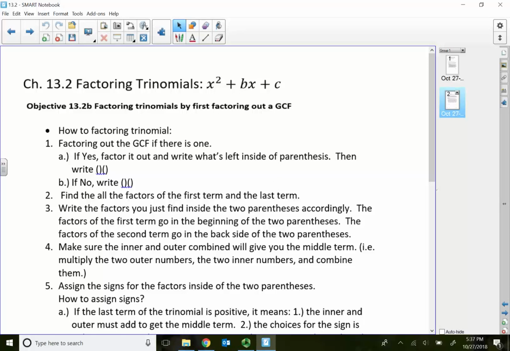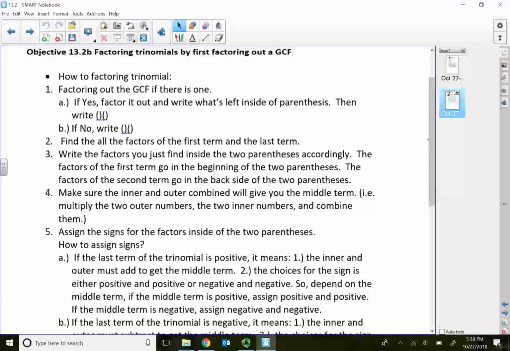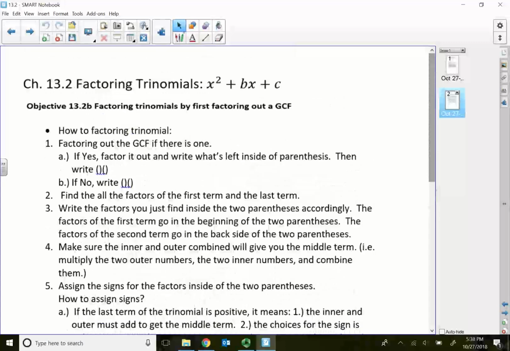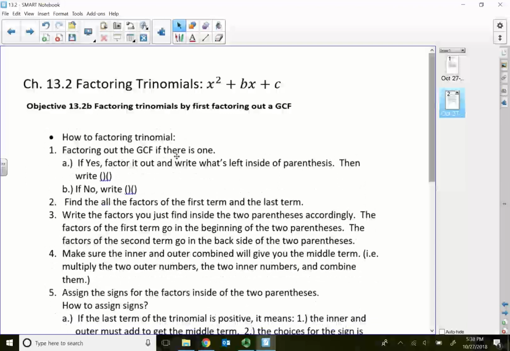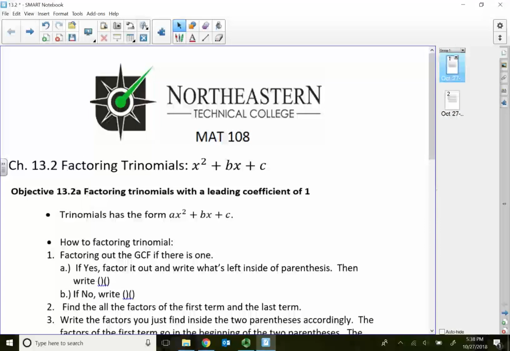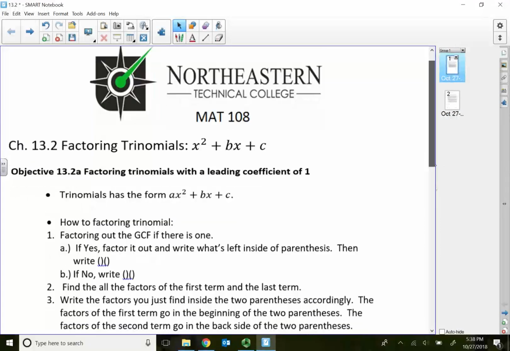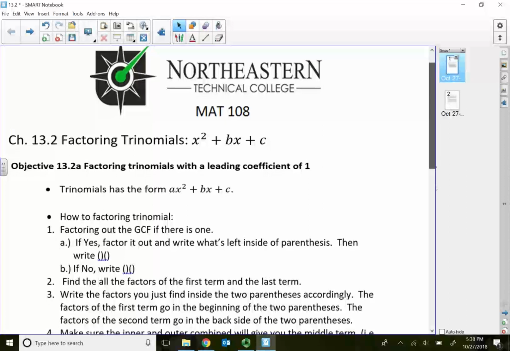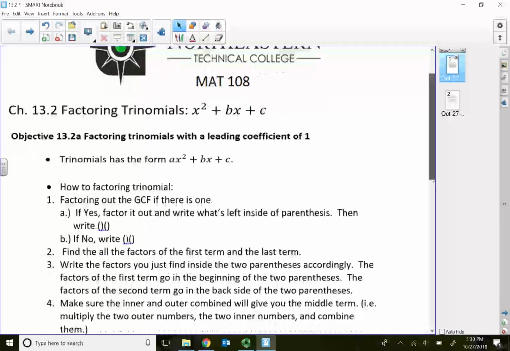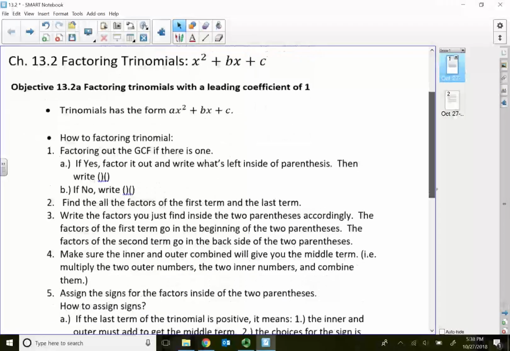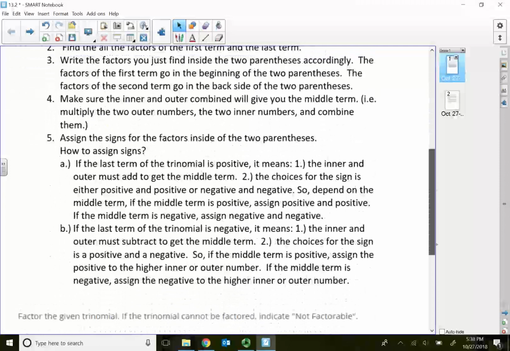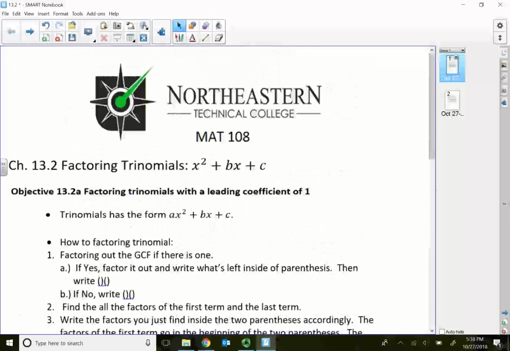13.2 Factoring Trinomials. In this lecture video, I'm going to show you how to factor what we call the trinomial. I have two different types of problems in 13.2. Let me refresh your memory on what a trinomial is, and then I will guide you through these 5 steps on how to factor a trinomial.